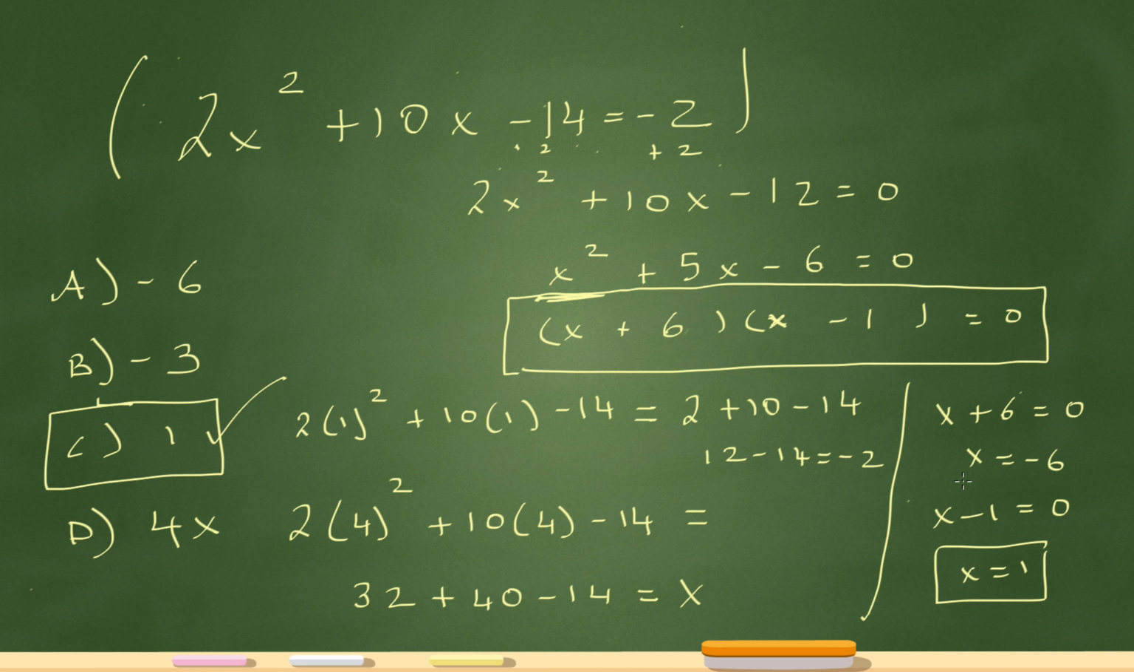So 2 possible values would be -6 and 1, but 1 is the highest value between these two, and 1 was the answer. So that's why the answer is C.